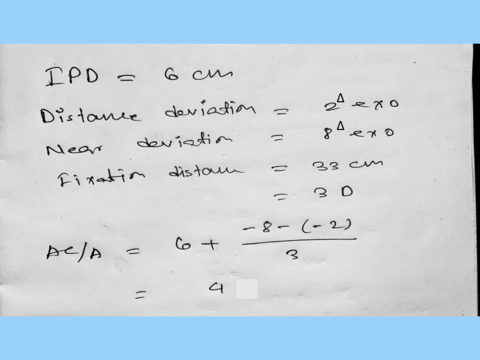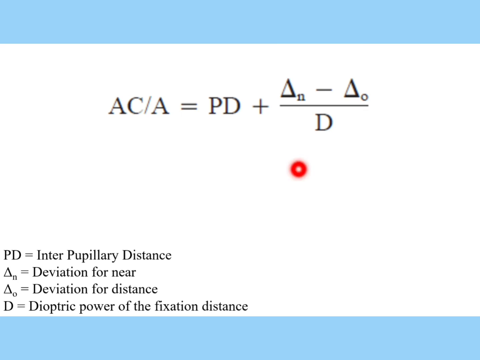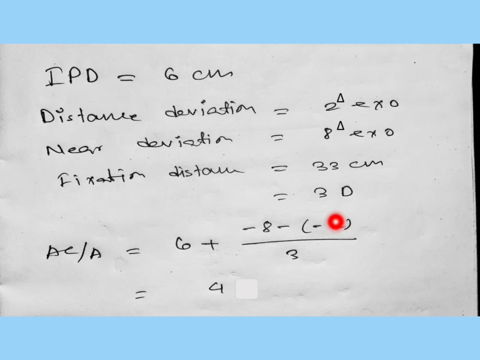Suppose the patient's interpupillary distance is 6 centimeters, distant deviation is 2 prism exo, near deviation 8 prism exo. So what I told you, if the patient has esodeviation, you will use a positive sign. If the patient has exo deviation, you will use a negative sign. So you need to use this negative sign in front of the distant and near deviations and put the values into this formula. Okay, and you will get this value.